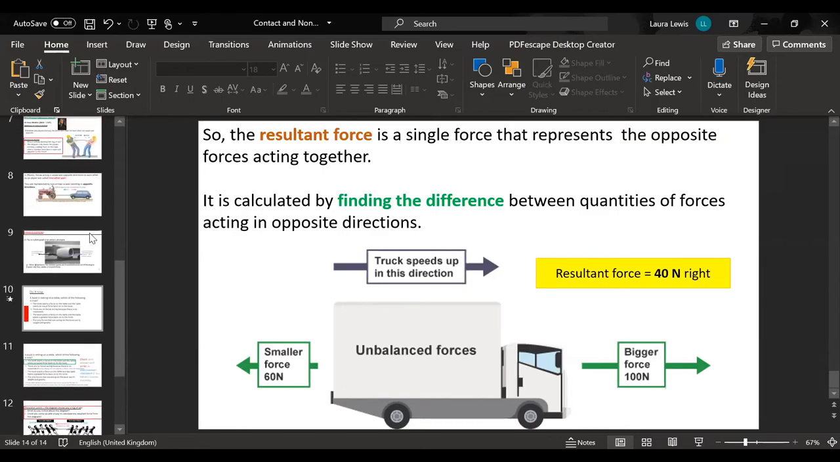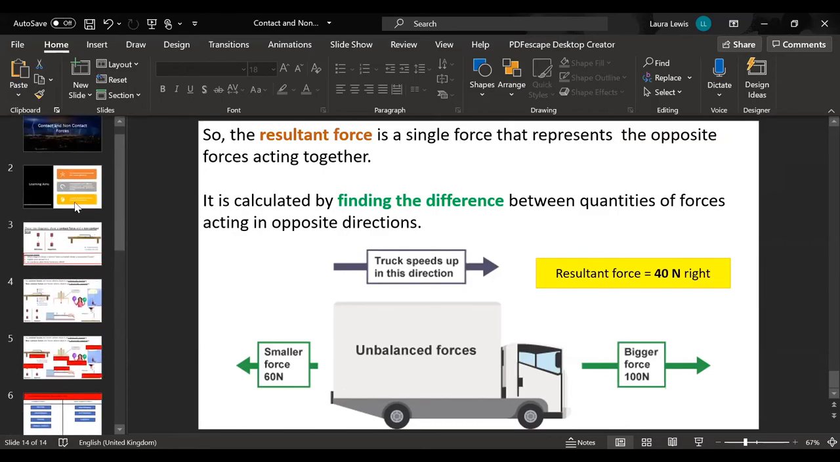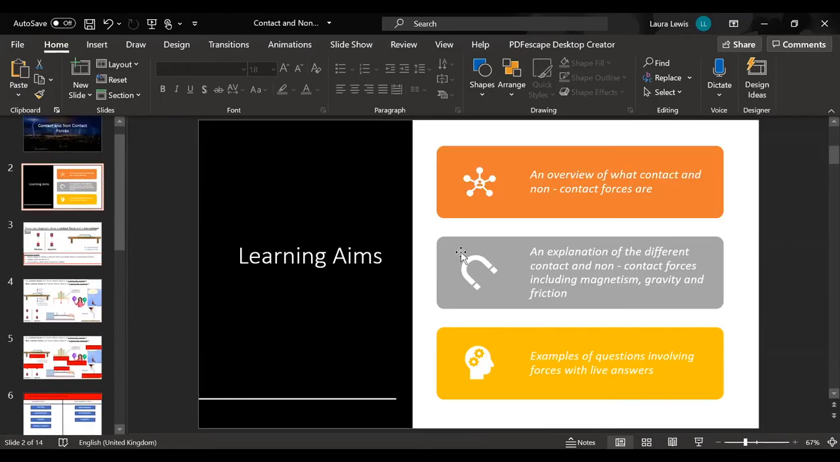So I hope you've learned something today. Let's go over our learning aims: what contact and non-contact forces are. You can go back and rewind if you don't remember that. An explanation of different contact and non-contact forces: magnetism between magnets, gravity on the Earth or any large body like the Moon, and friction. That's the overall thing. Examples of questions and overall forces with live answers.